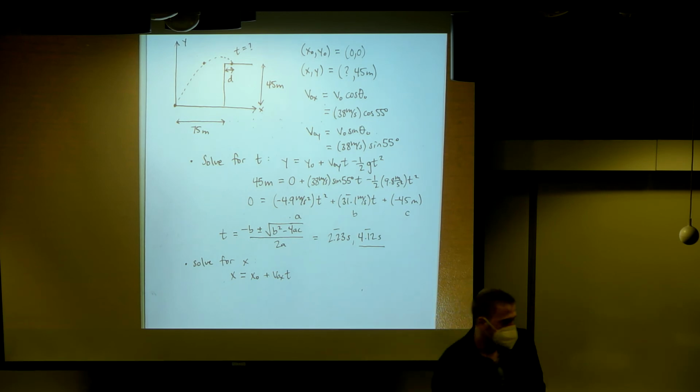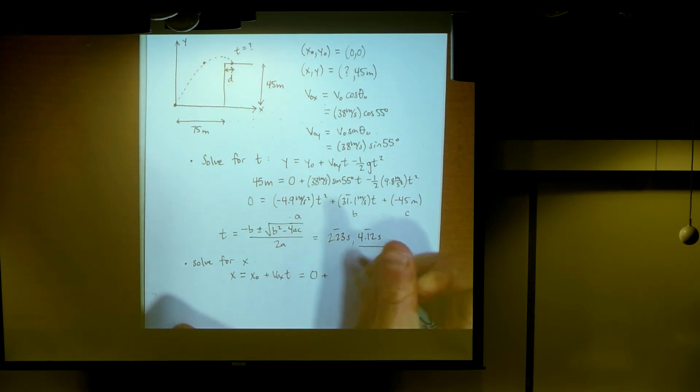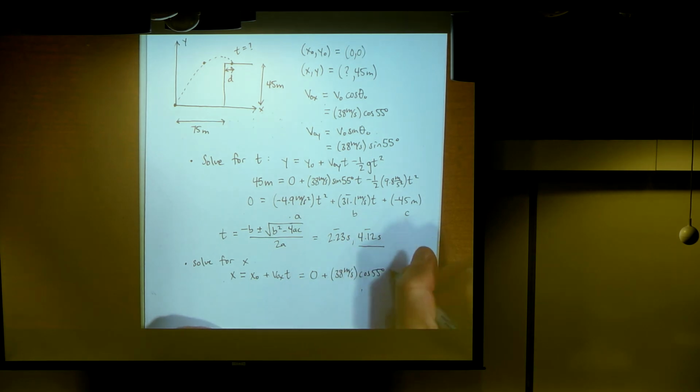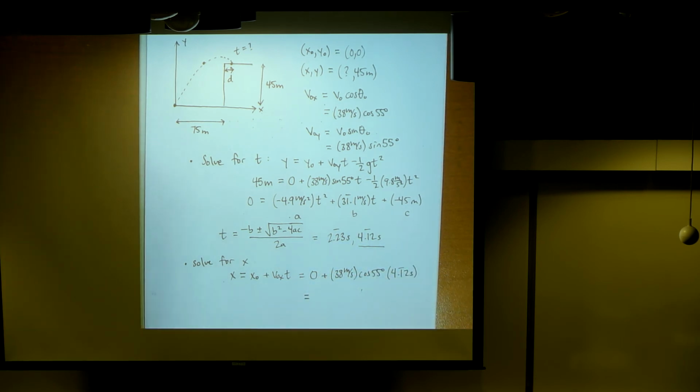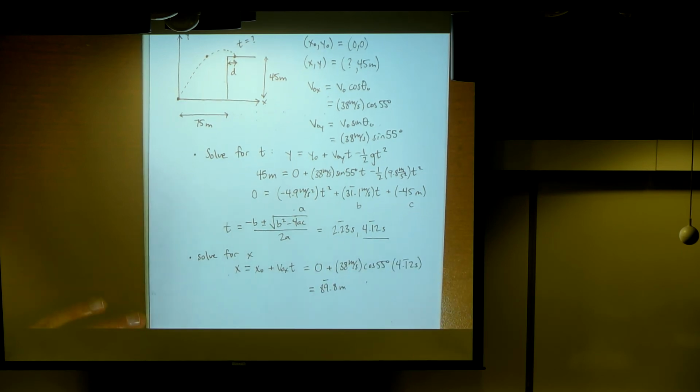And then we can plug in what we know. x naught, what was that equal to? 0. And then v naught x, that was 38 meters per second times cosine of 55 degrees. And then t is 4.12 seconds. So what is that equal to? 89.79. So like 89.8-ish meters, keeping 2 sig figs. Okay, now that's not quite the answer, but the answer we want is just around the corner.